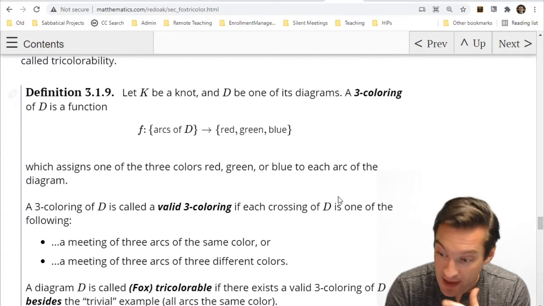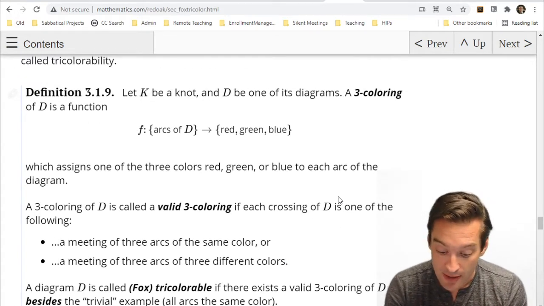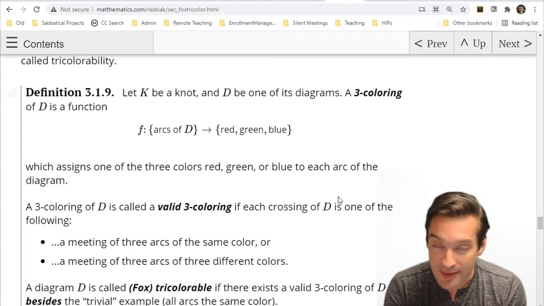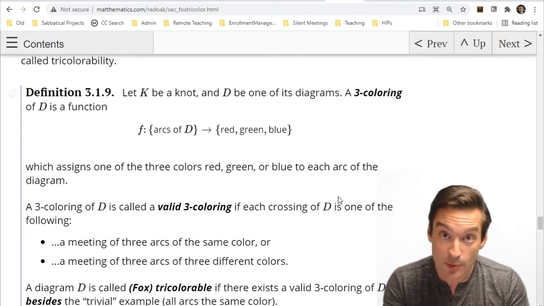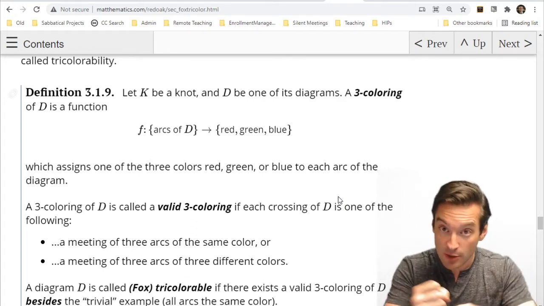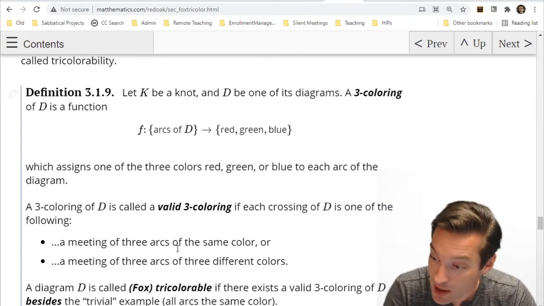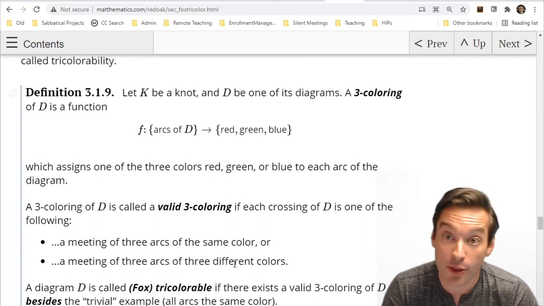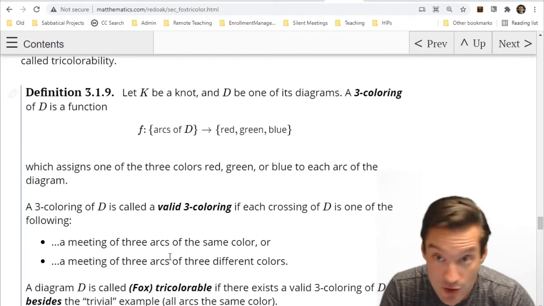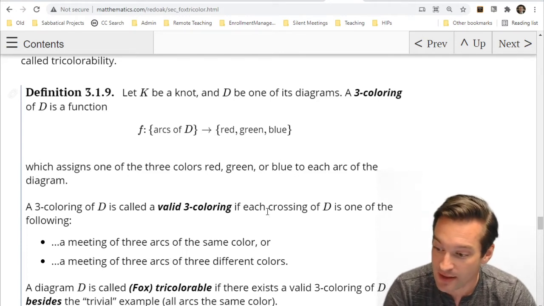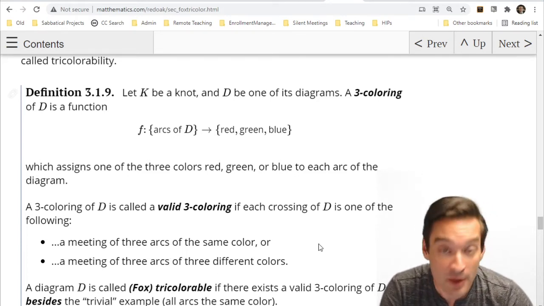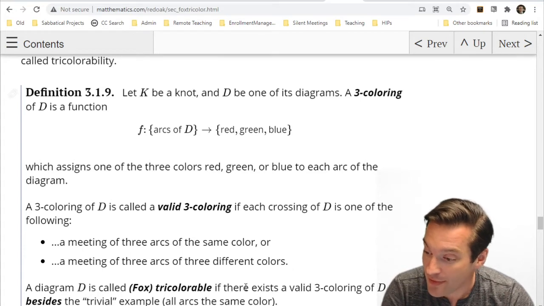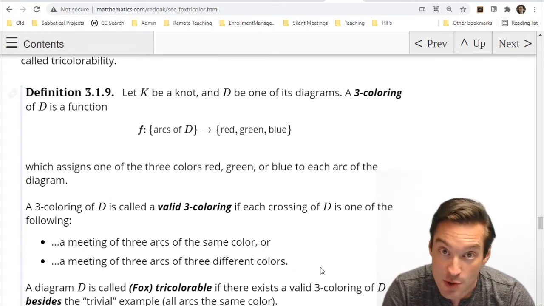But if I have a knot diagram that has a valid 3 coloring, if there is a way for me to use 3 colors to color in the arcs of my diagram such that all 3 are the same color or all 3 are different colors at each crossing, then we call that diagram tricolorable. And the only other thing we have to insist upon is that we are actually using all 3 colors.